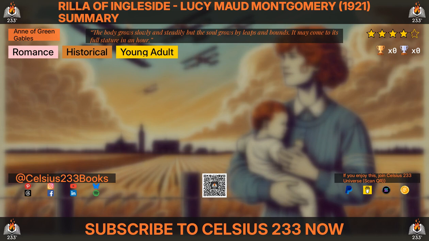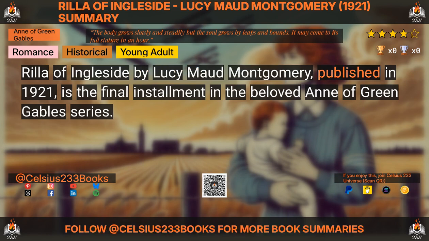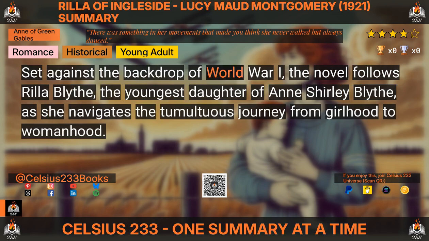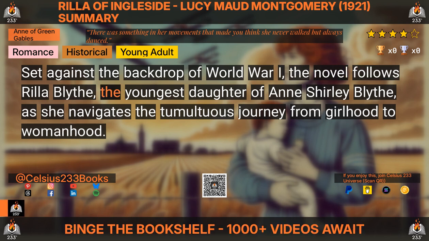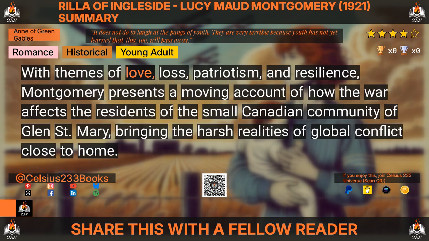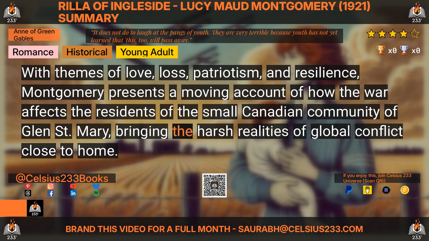Today, we will turn the pages of Rilla of Ingleside by L.M. Montgomery. Rilla of Ingleside by Lucy Maud Montgomery, published in 1921, is the final installment in the beloved Anne of Green Gables series. Set against the backdrop of World War I, the novel follows Rilla Blythe, the youngest daughter of Anne Shirley Blythe, as she navigates the tumultuous journey from girlhood to womanhood. With themes of love, loss, patriotism, and resilience, Montgomery presents a moving account of how the war affects the residents of the small Canadian community of Glen St. Mary, bringing the harsh realities of global conflict close to home.